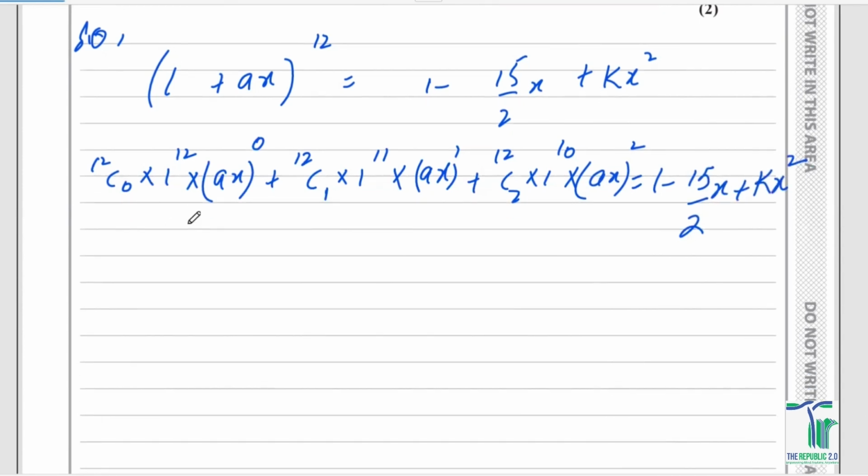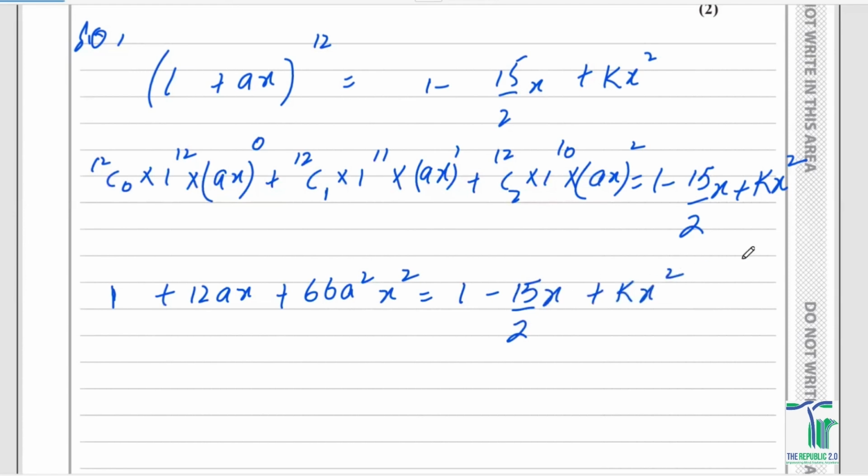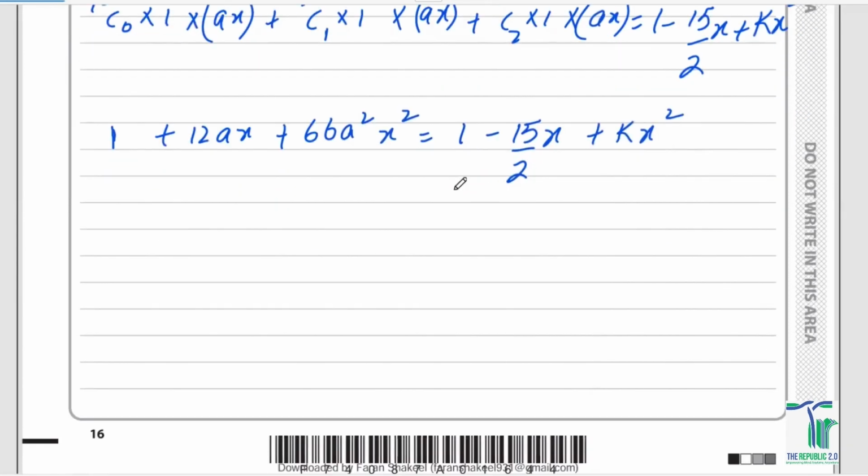By simplifying it down, I would have 12c0 times 1 to the power of 12 times ax to the power of 0 should give me 1. And after this 1, I'll have plus 12ax, and then this thing is going to give me 66a squared x squared. I'm going to keep it equal to 1 minus 15 by 2 x plus kx squared. Now comparing the coefficients of x on both sides.